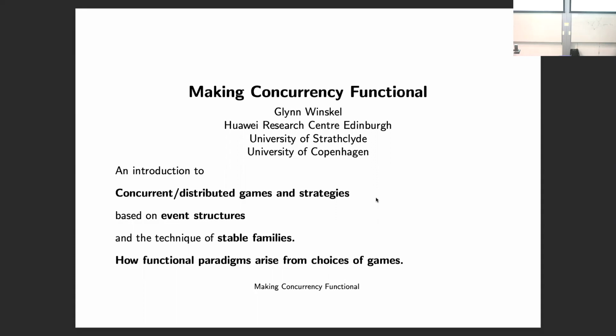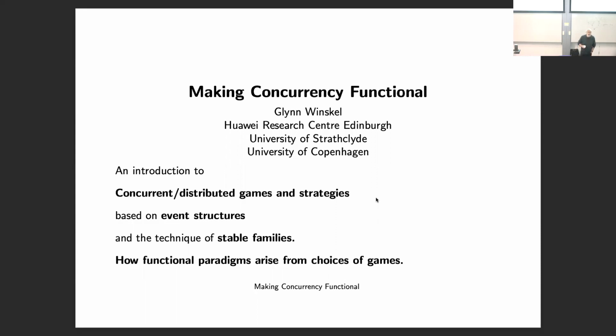And so what I'll be using as the model for supporting this notion of distributed game is a model called event structures. And so I'm going to be introducing you to that model of event structures. And this will allow us to talk about games in which plays have the form of partial orders, rather than total orders of you play, I play, and so on.